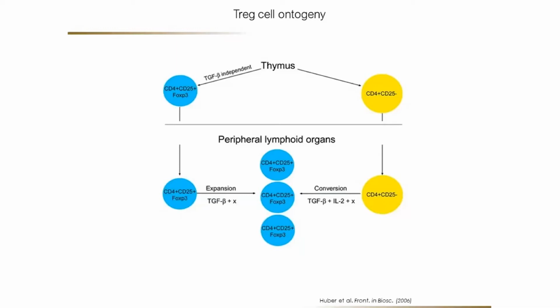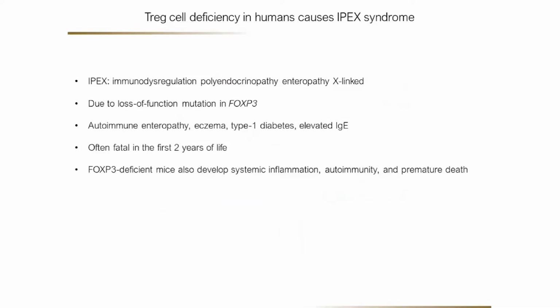And I would say that probably the best way to appreciate the critical nature of Tregs in their role in regulating immune responses can be seen in patients that have loss of function mutations in the lineage defining transcription factor FOXP3 for regulatory T cells. This leads to autoimmunity, type 1 diabetes. It's often fatal within the first 2 years of life unless those patients receive a bone marrow transplant. And like humans, mice that are deficient for FOXP3 also develop systemic inflammation, autoimmunity, and premature death.